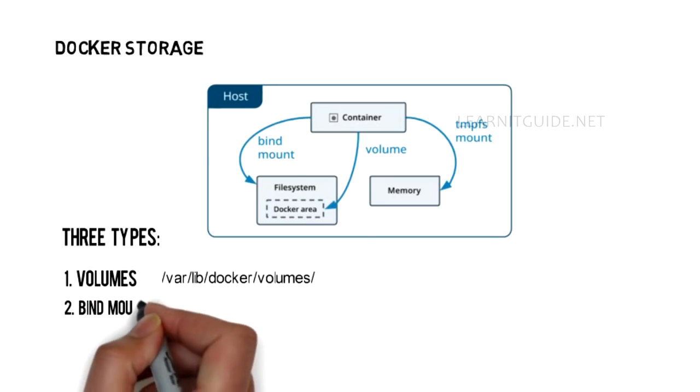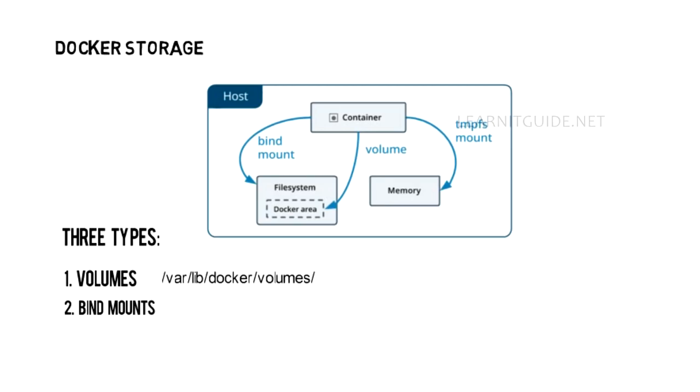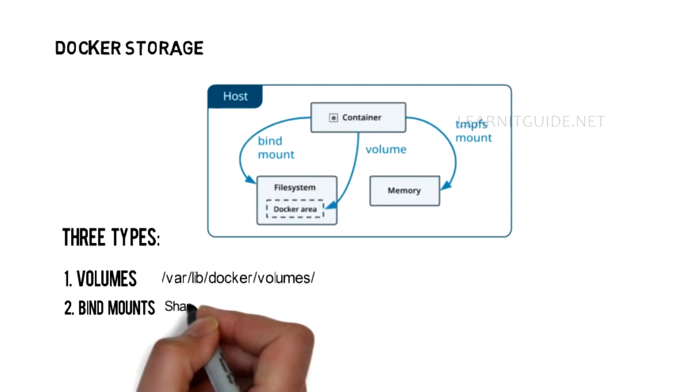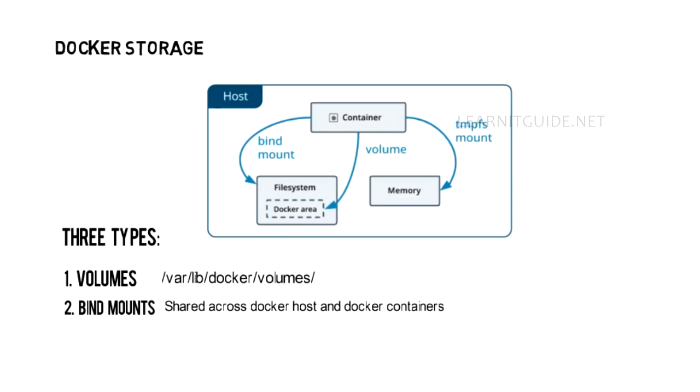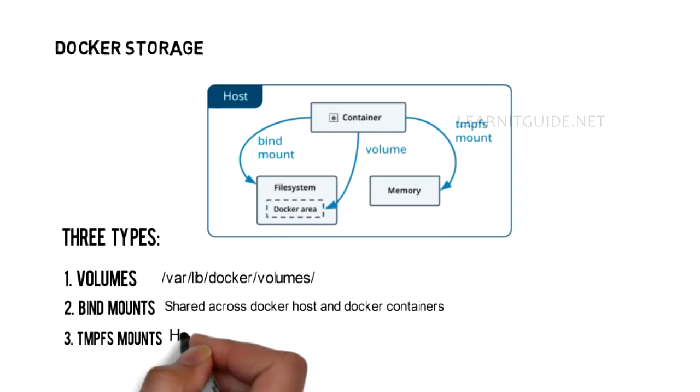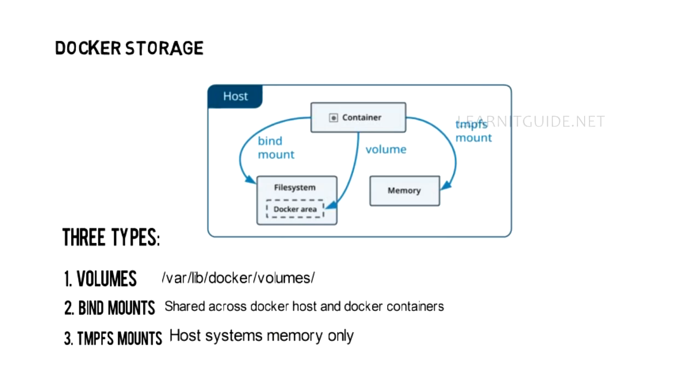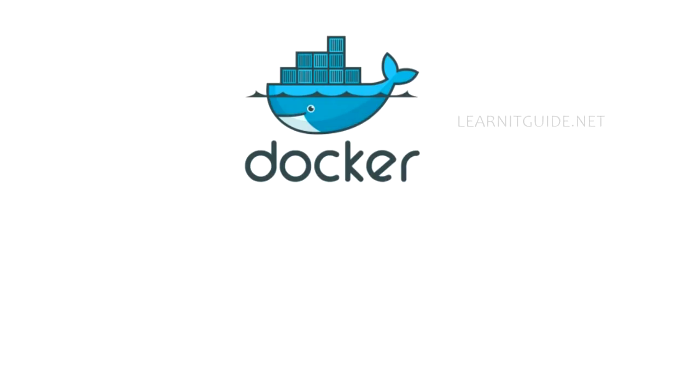Bind mounts. Bind mounts may be stored anywhere on the host system, which means you share a local volume from your Docker host to Docker containers. So you can modify the data at any time from the Docker host level or from the Docker container level. Tmpfs mounts. Tmpfs mounts are stored in host system memory only, and are never written to the host system's file system. So these are the basic introduction to Docker for beginners.